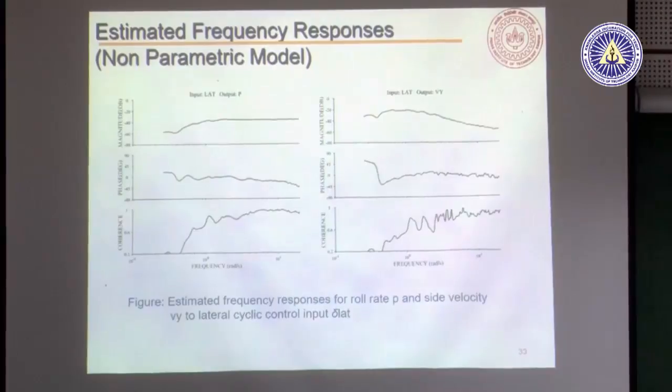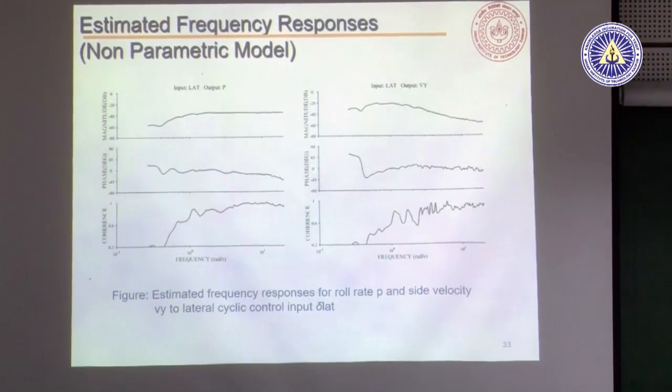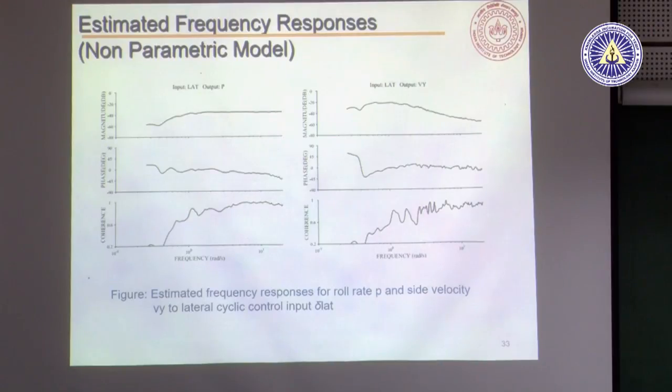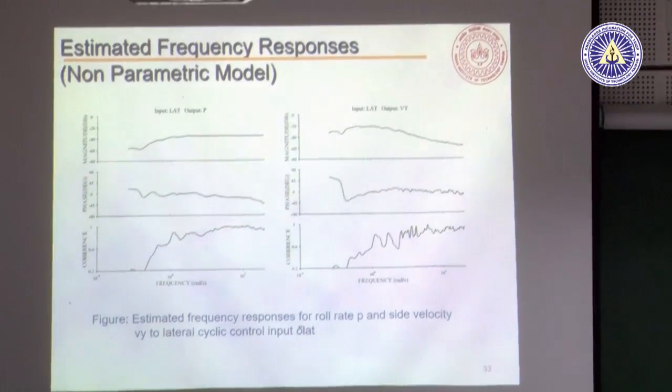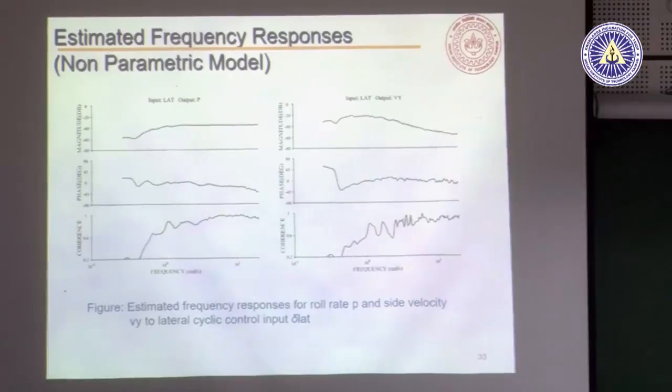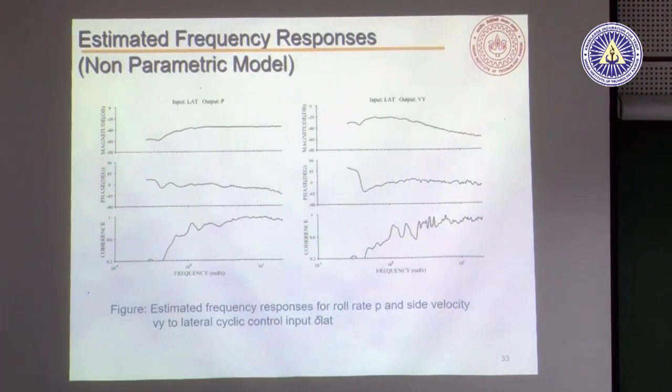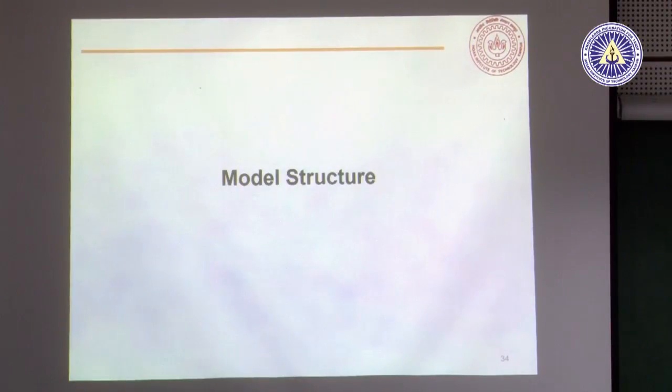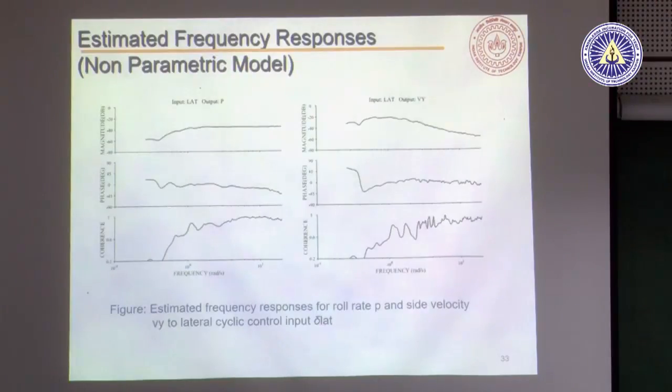So, this is an example frequency response from the non-parametric model. In this case we are just doing rigid body model fitting, so we are not bothered about any physical model inside that. This one is for input lateral and output the corresponding roll rate. Similarly, this is input lateral and output velocity in the y axis. We did not focus so much on this non-parametric model identification, because that is not our main focus.